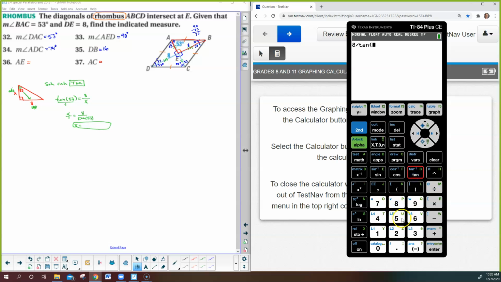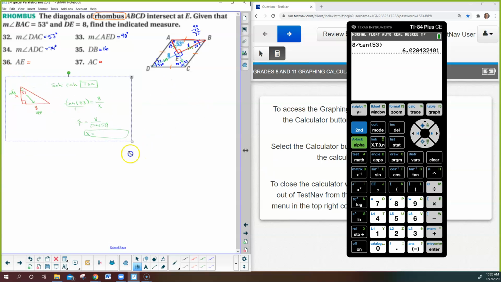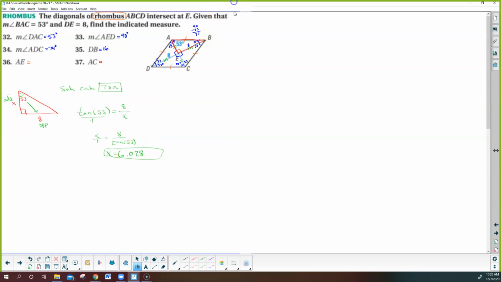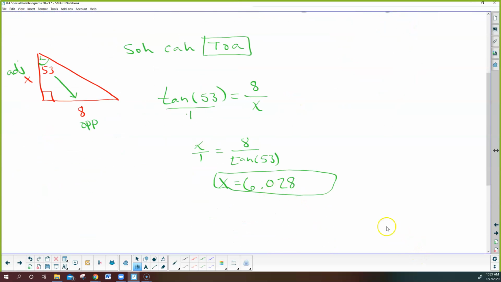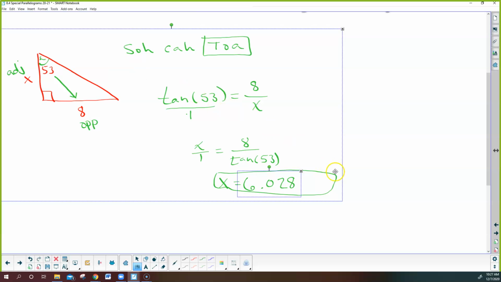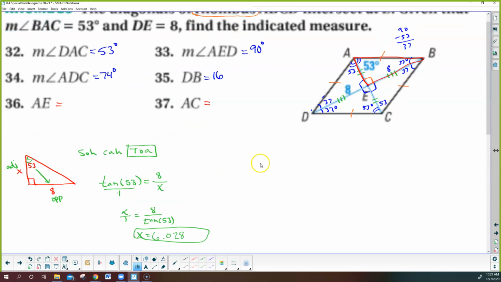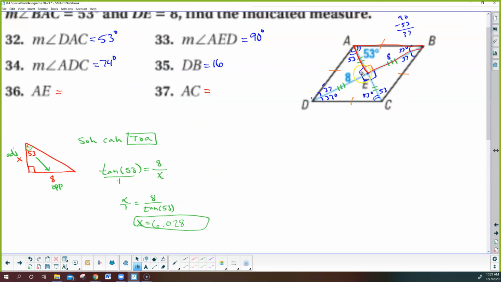8 divided by tangent of 53. And that gives me x as 6.028 if I round to 3 decimal spots. It's really big now. There we go. Okay, so that was the length of AE.